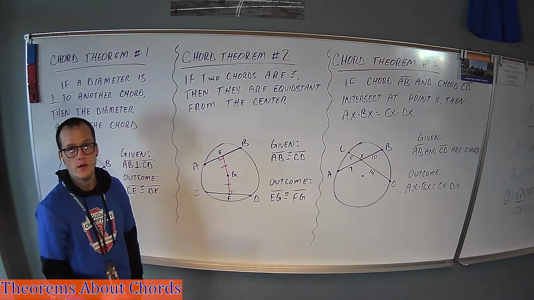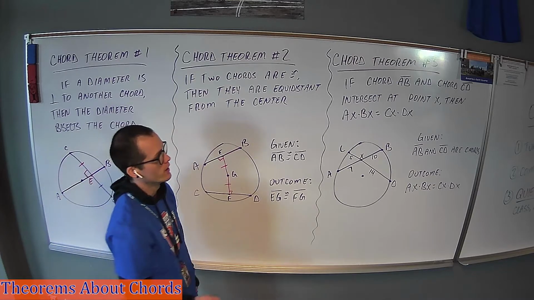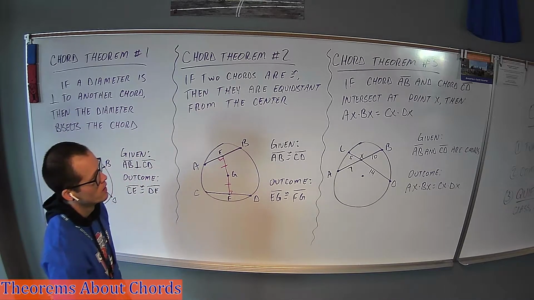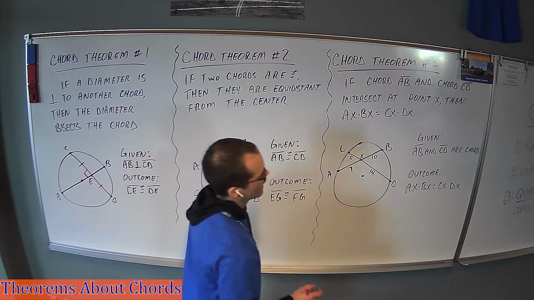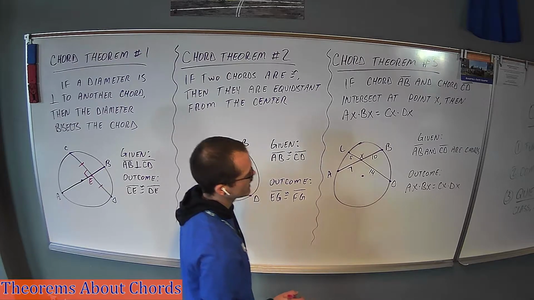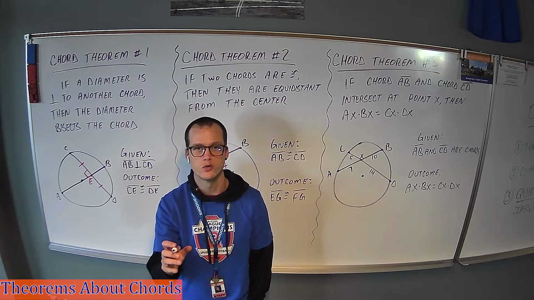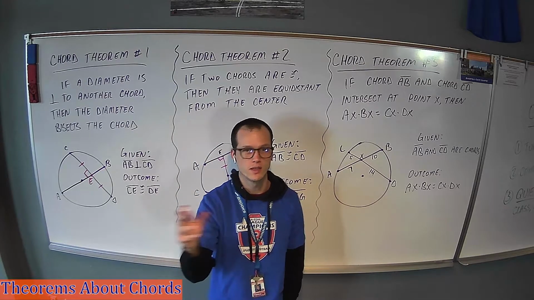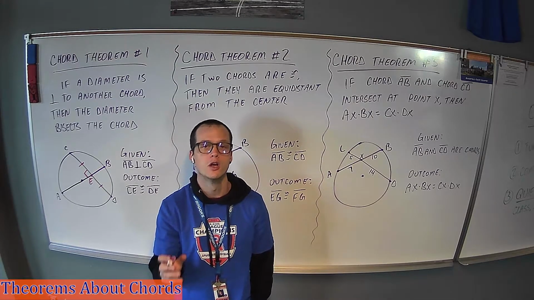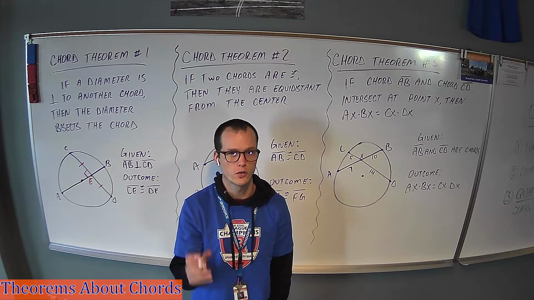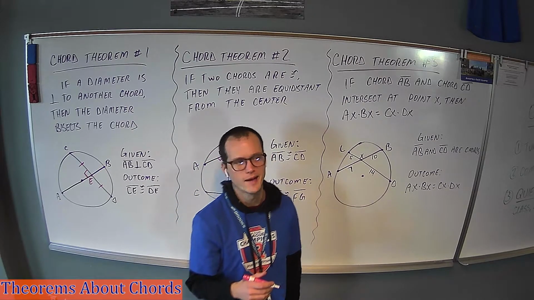Okay, that's chord theorem number 2. Let's bounce to number 3, a third and final theorem of the lesson. If chord AB and chord CD intersect at point X, pause. We know nothing about the lengths of these two chords. They don't have to be the same length. One can be longer than the other. It doesn't matter. There are two chords that cross each other, and we name the point X.